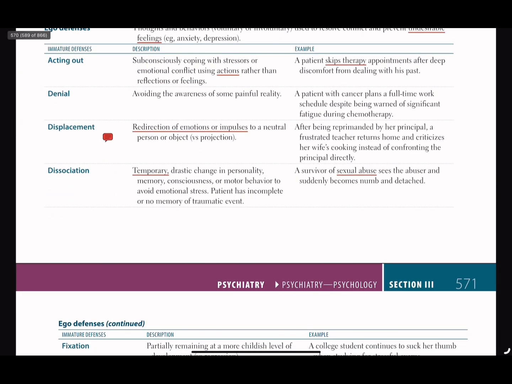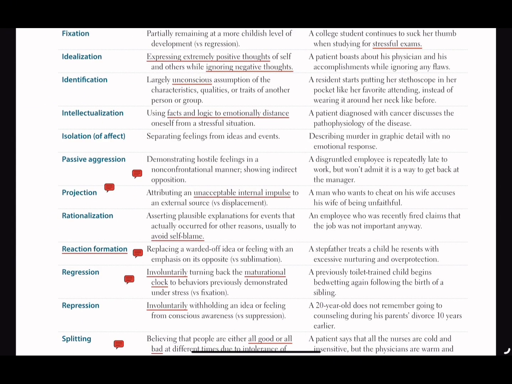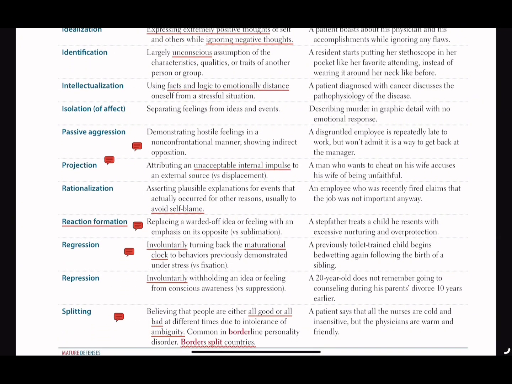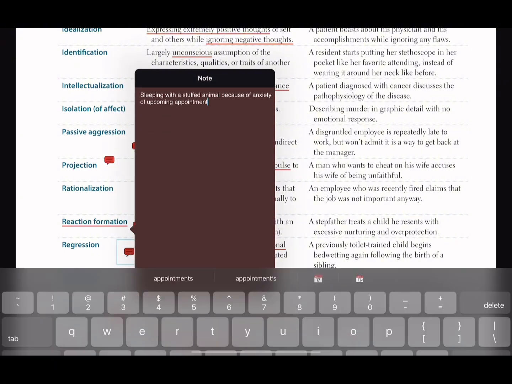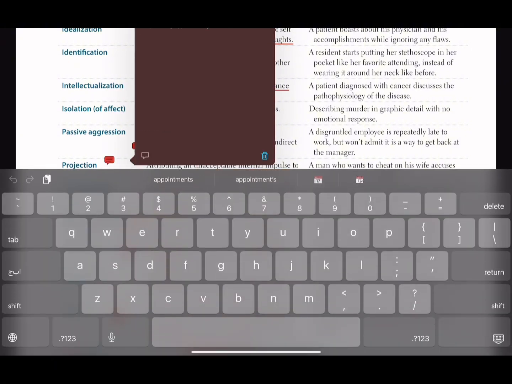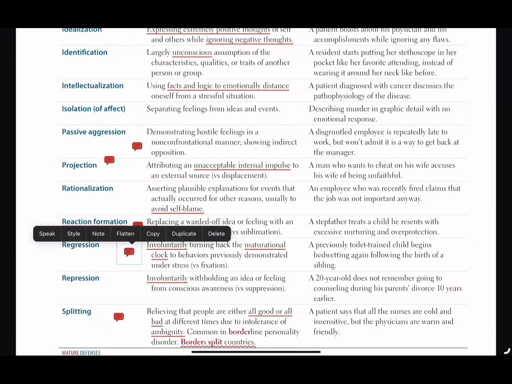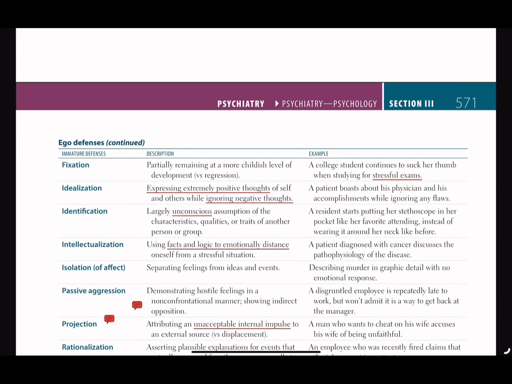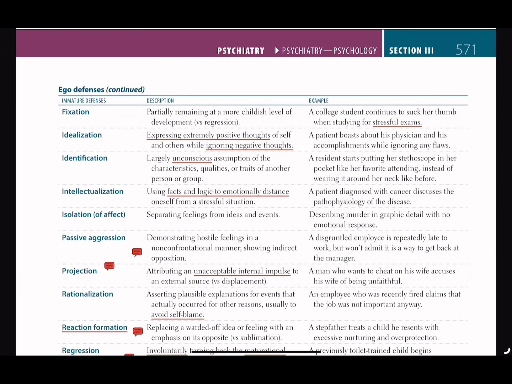Okay. There aren't a lot of examples about fixation in the board, but regression we have some, for example, a patient is scared about being alone or something, so he'll go sleep in his parents' room. Another example is, as we said, sleeping with a stuffed animal because of anxiety for an upcoming appointment. And idealization is expressing extremely positive thoughts of self and others while ignoring negative thoughts. So looking at the positive only is idealization. A patient boasts about his physician and his accomplishments while ignoring any flaws.